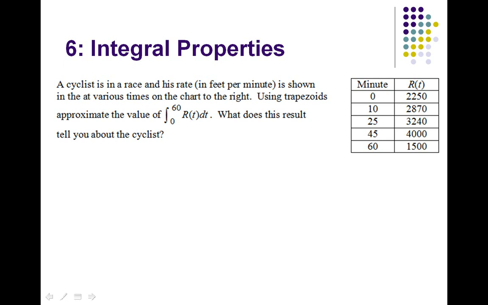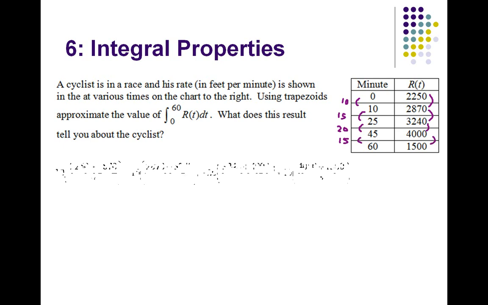Well, trapezoids. What you need to do is we have to average these two values times the base. So we add these two together, divide by 2 times 10. Then I'm going to average these two values. This width right here is 15. My first base is 10. My next one's 15. And then 20. Average these two. Last one's going to be 15. Average these two right here, 4,000 and 1,500. And you can leave your expression just like that.